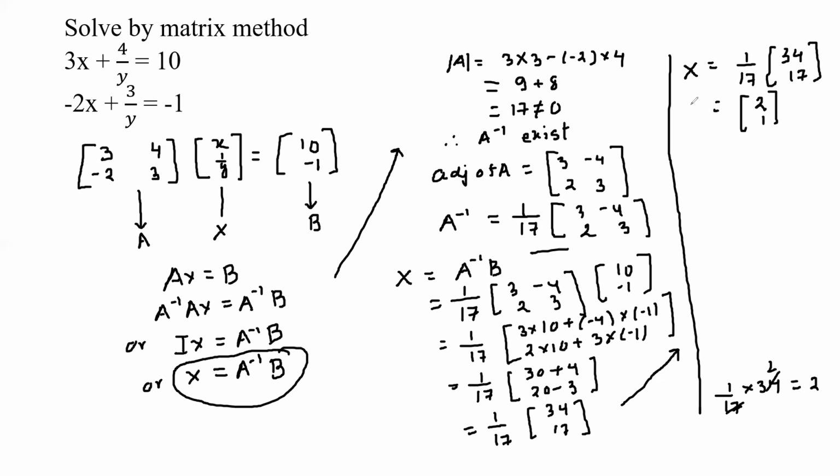We know that this vector is x and 1 by y, remember it is 1 by y, not y. If we take the corresponding components, x is equal to 2, then 1 by y is equal to 1. It means y is equal to 1. Therefore, what is the value of x? x is equal to 2 and y is equal to 1.